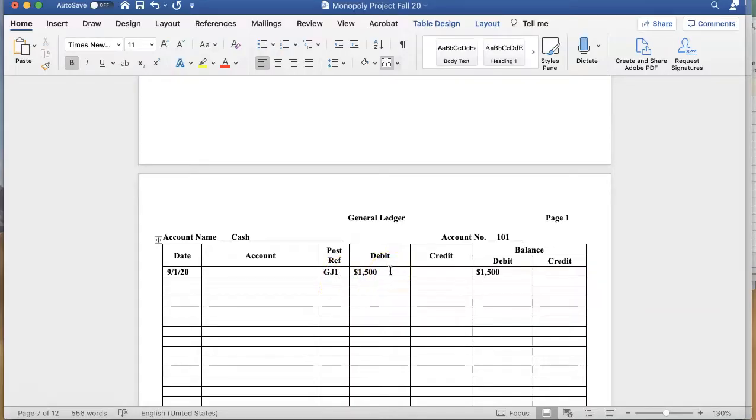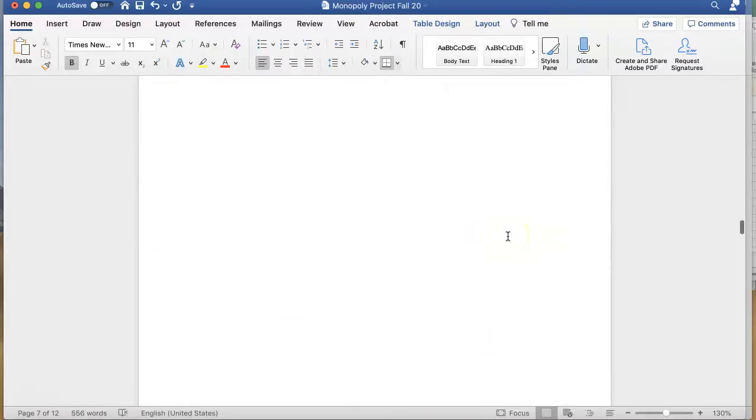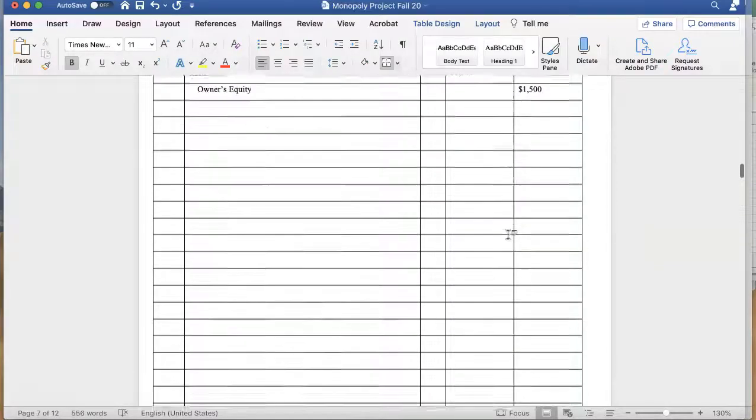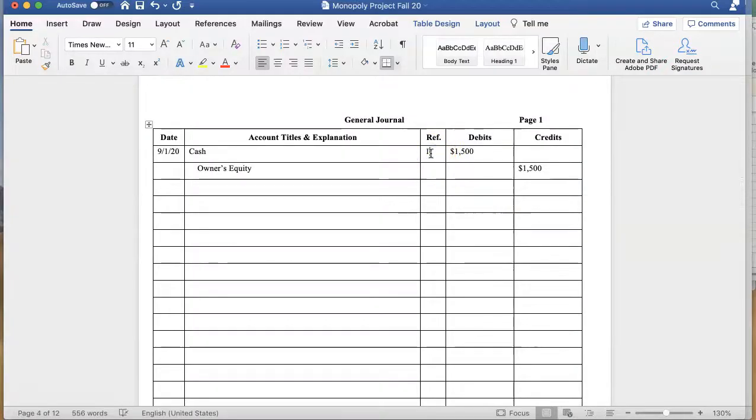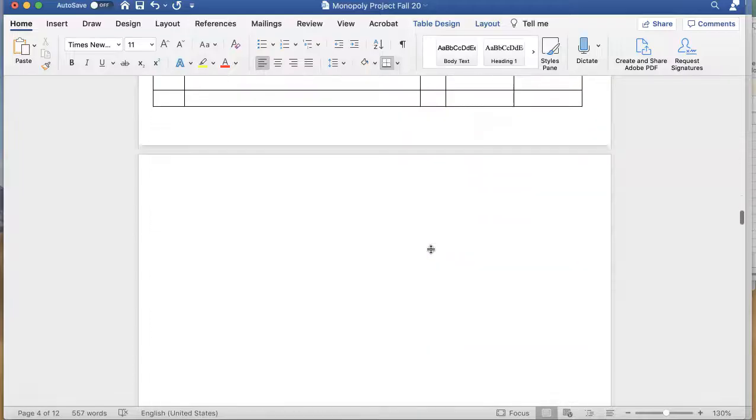I'm also going to go back to my journal and I'm going to put the account number as the reference as well, so that if someone is looking at this page and they want to know where it was posted, they'll go to account number 101 and they should see this debit of $1,500 on 9/1/20. And so that's what we're going to do for each entry. So let's go ahead and enter for owner's equity. Let's go to that account.